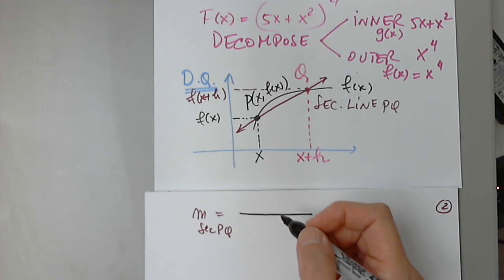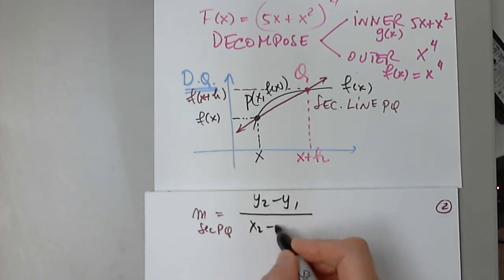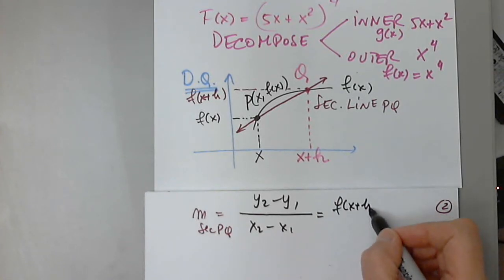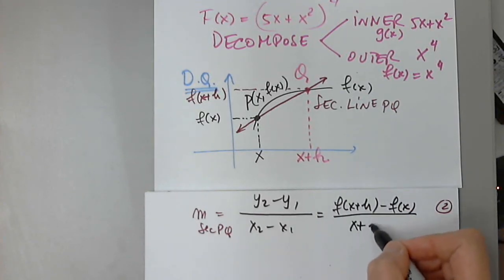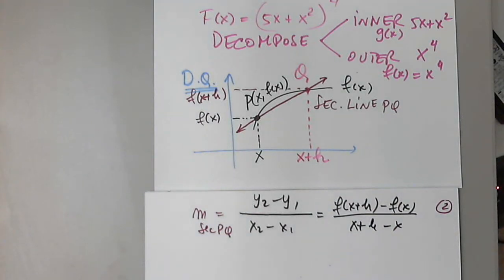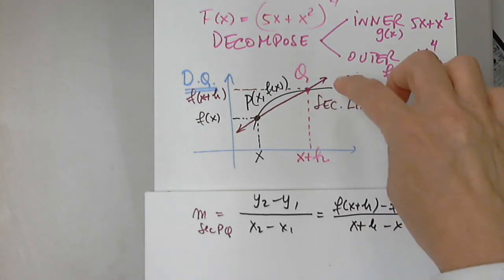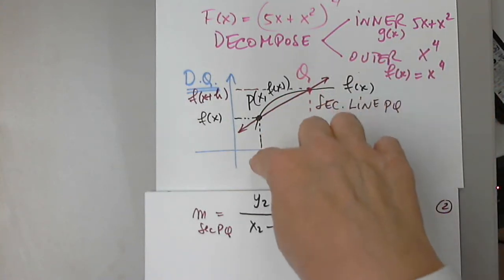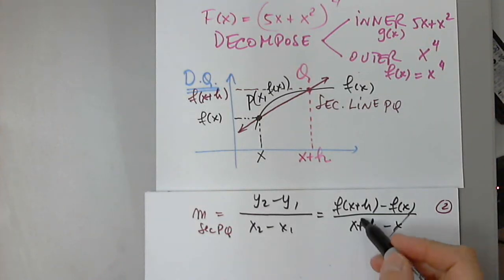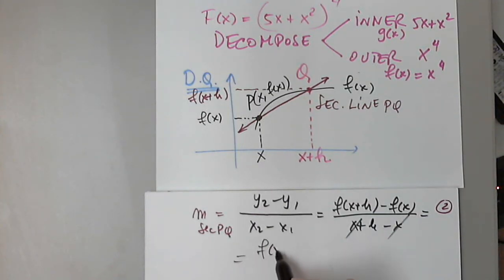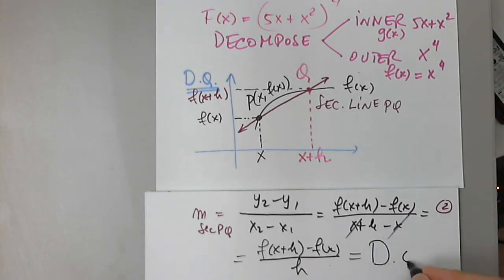f of x plus h minus f of x divided by x plus h minus x. y2 minus y1 over x2 minus x1. So the y coordinate of Q minus the y coordinate of P over the x coordinate of Q minus the x coordinate of P, right? We agree? Right, y2 minus y1 over x2 minus x1. Yes, these two go away indeed. So this is f of x plus h minus f of x divided by h, and this is indeed the difference quotient.